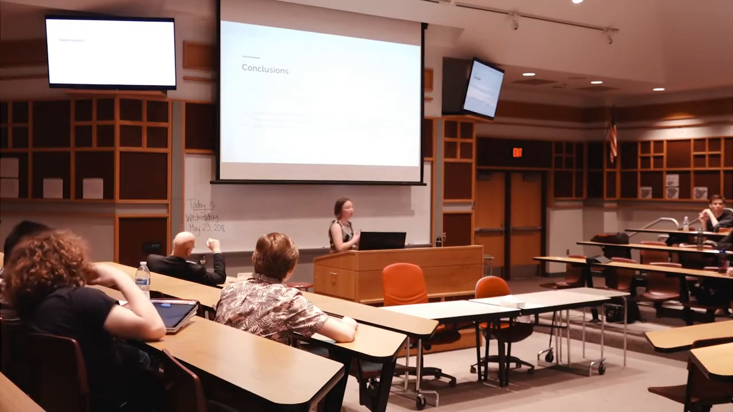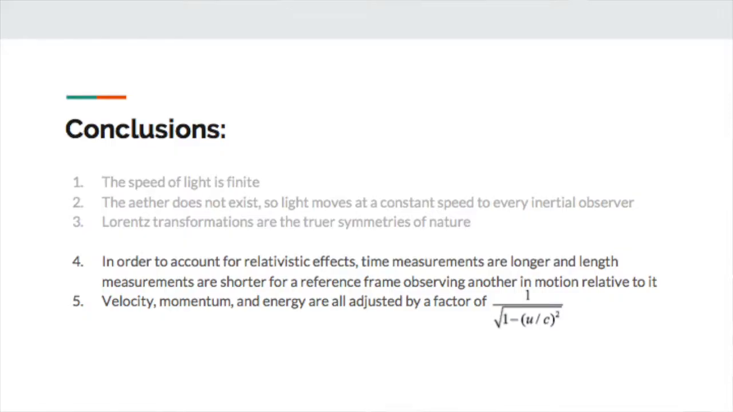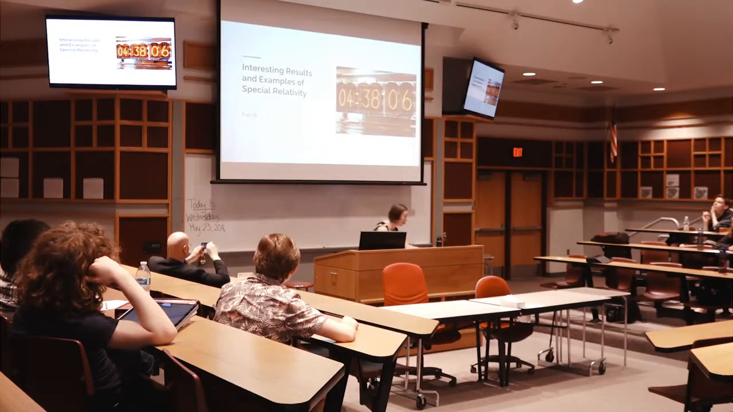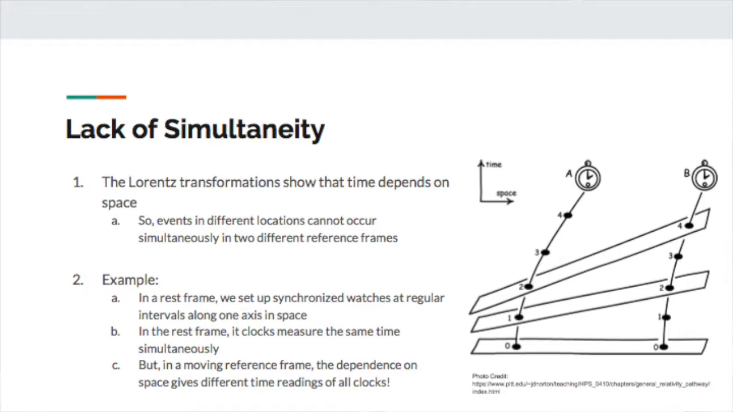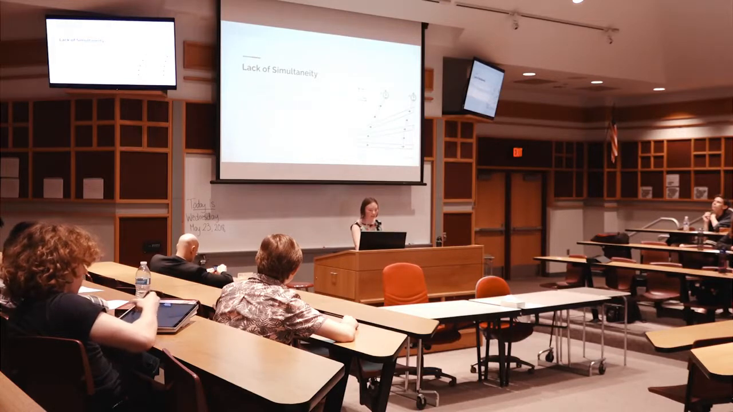So now the conclusions from part 2, two important ones, are that in order to account for relativistic effects, time measurements are longer and length measurements are shorter for a reference frame observing another in motion relative to it, and that velocity, momentum, and energy are all adjusted by a factor of that. Now we have some time to go into interesting results and examples of special relativity. I don't know if I'll have time to go through all of them, so I'll just choose the 2 easier ones to understand.